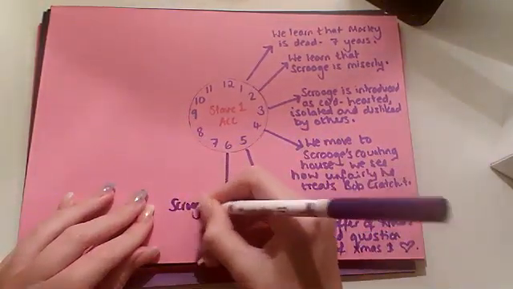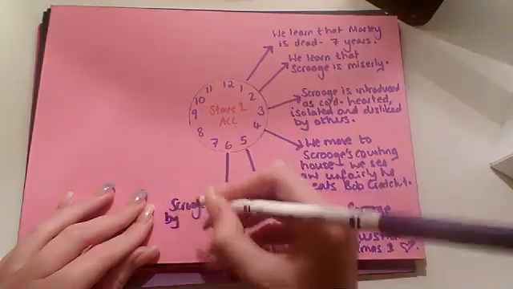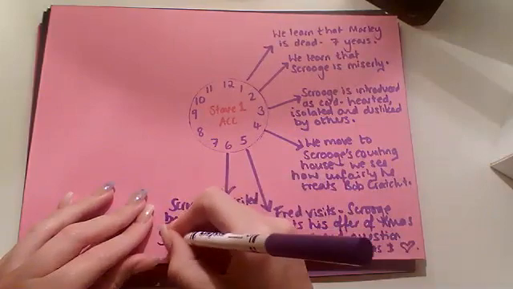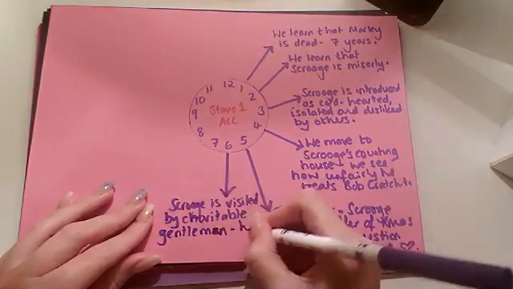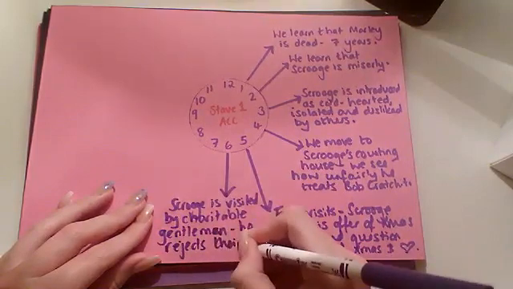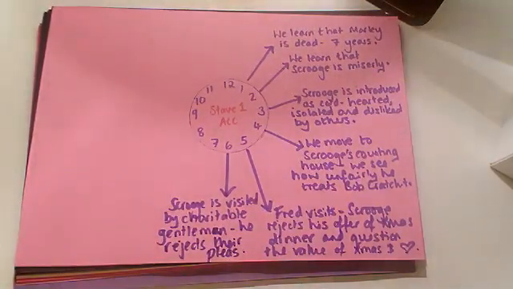Okay, point number 6. Scrooge is visited by charitable gentlemen. He rejects their pleas. They're asking him for a donation to help the poor. And that famous line, Scrooge says, are there no prisons? Are there no workhouses? I support those establishments. He's not interested at all in donating to the poor. Okay, so we're halfway there, folks.